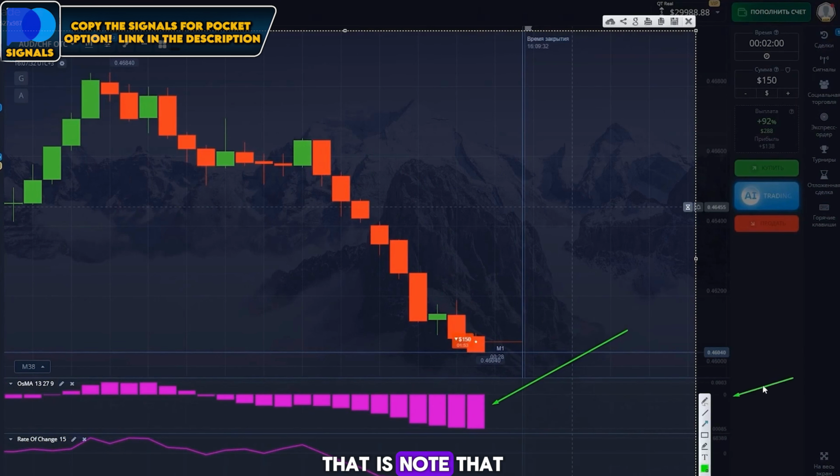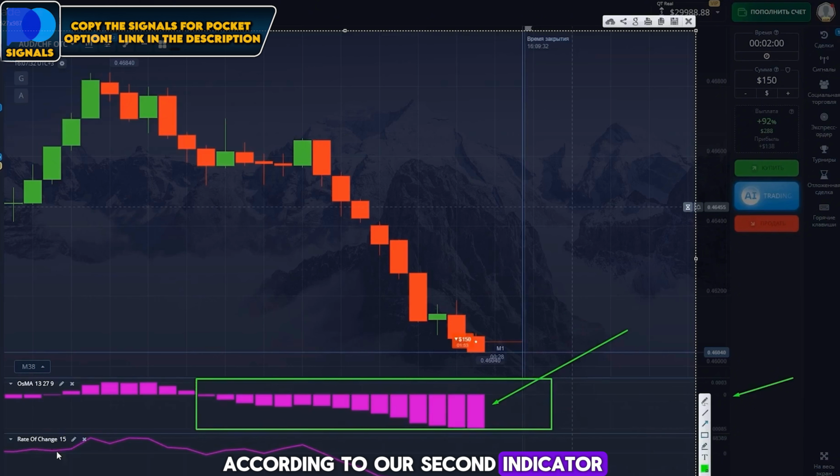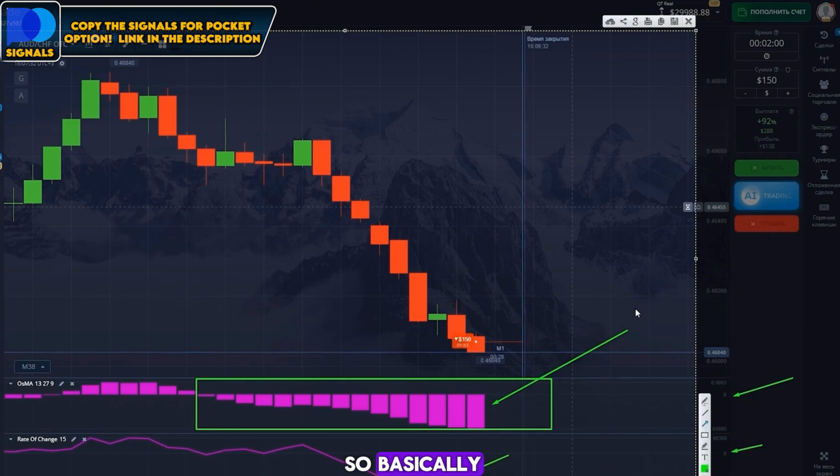That is, note that in the previous trade, we opened for an increase, and it was important for us that our histogram was above 0. Now it is below 0, and it is also clearly visible to the naked eye that it is currently directed downwards. According to our second indicator, the rate of change, we see the following. Again, our histogram is below 0 and also directed downwards. So, basically, there is nothing difficult in this strategy, as you already understand. Our second trade is open.